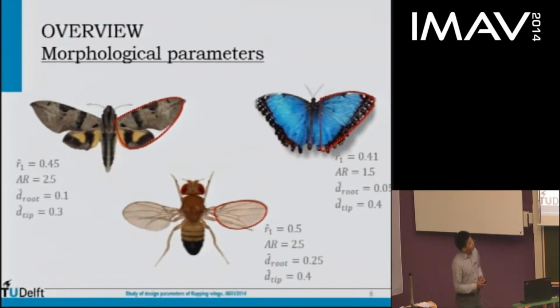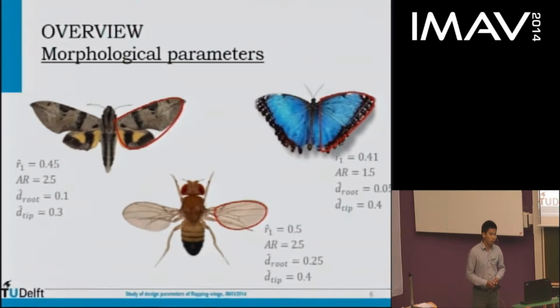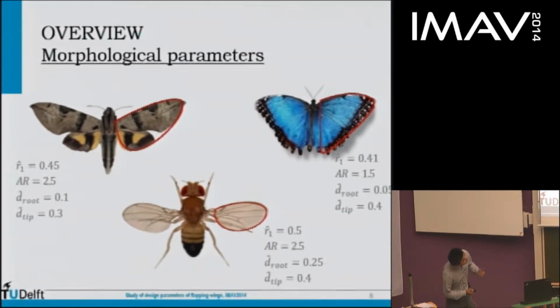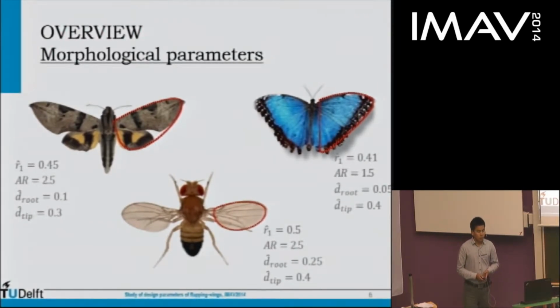These 5 parameters can describe different kinds of wing shape, as shown here with different values of these parameters. All these 3 wings are described quite well. The wingspan R is not shown here because I only scale the wing size.